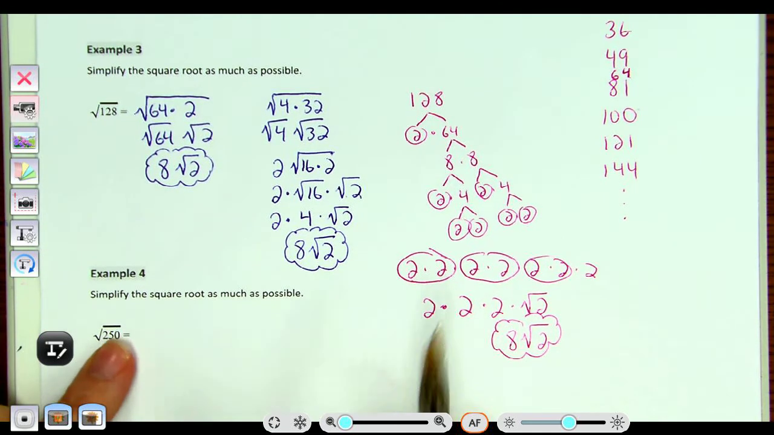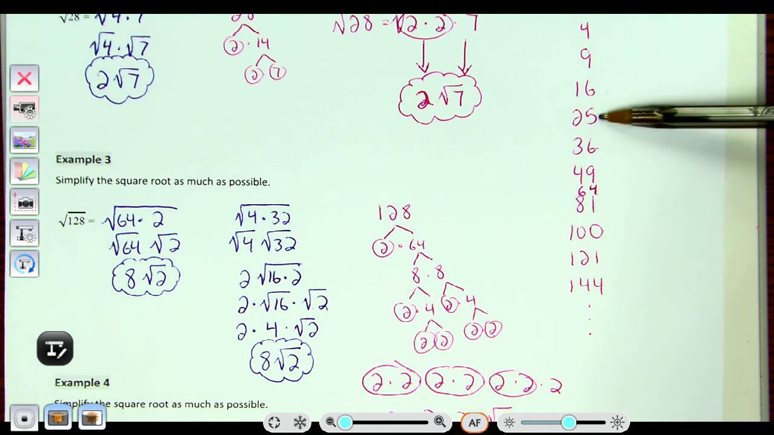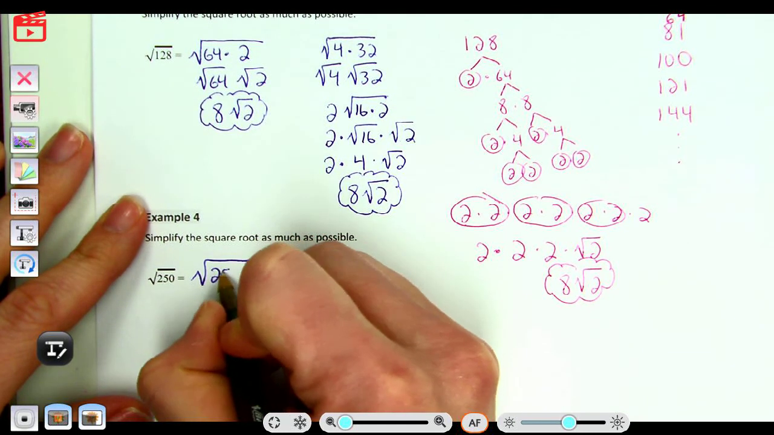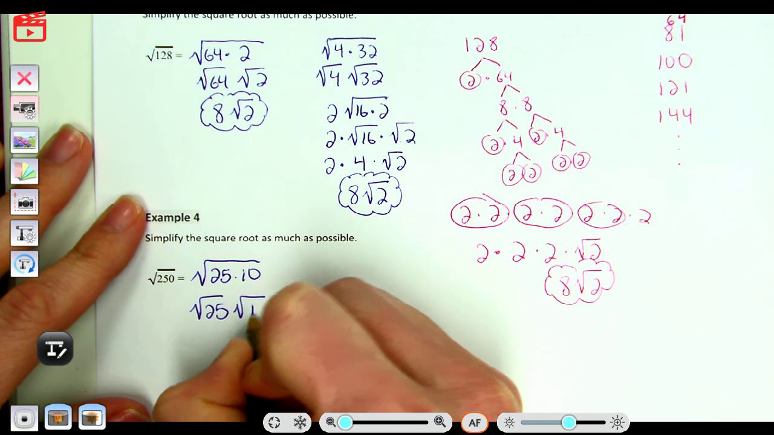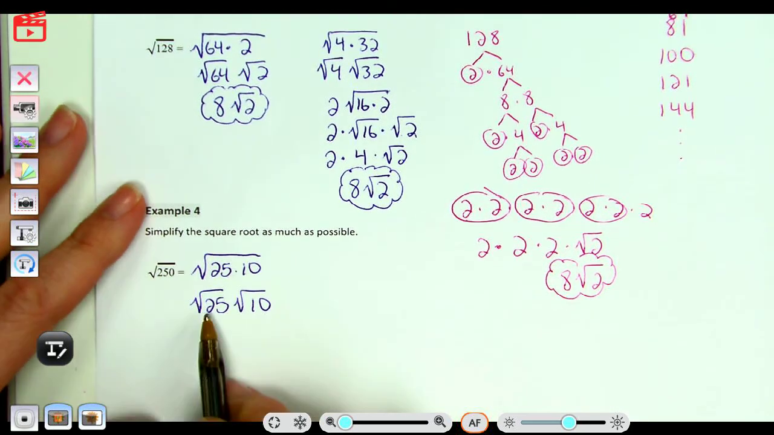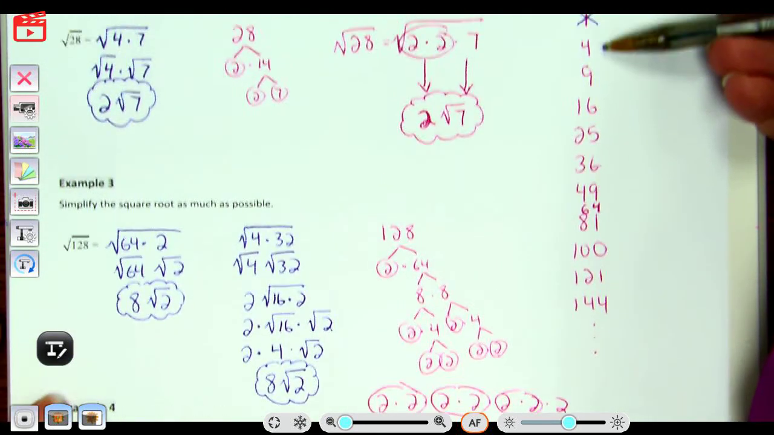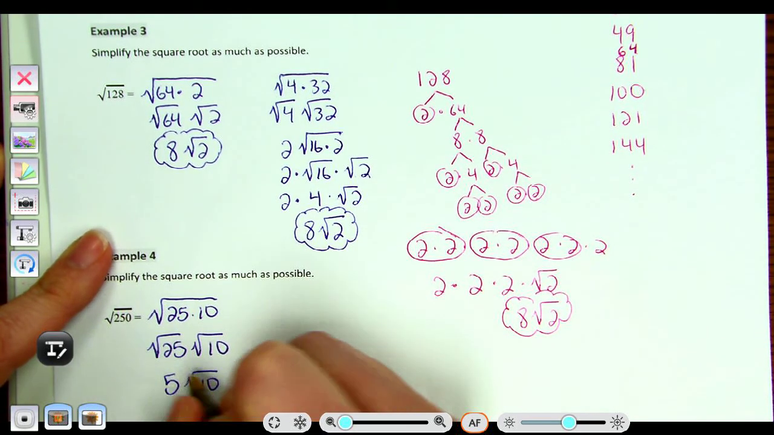So with my perfect square method, if I go to my perfect squares here, I'm going to see that 25 goes into it. So I can rewrite this as 25 times 10. So that's the square root of 25 times the square root of 10. 25 is a perfect square. The square root of 25 is 5. Does 10 have any perfect square factors besides 1? Nope. So that stays the square root of 10.